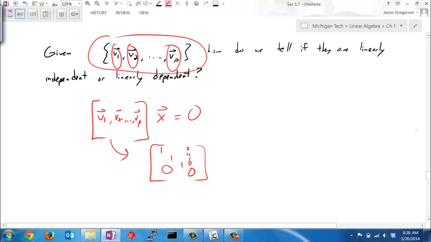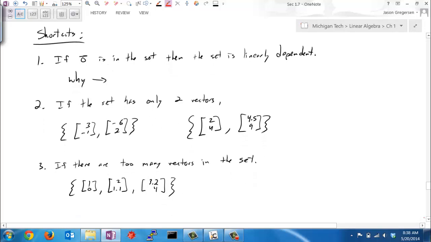We can use that process for any set of vectors. We can throw them in that matrix, do the row reduction, and we just have to make the right decision when we're done. But a lot of times, we don't want to go through all those steps. We want to take shortcuts pretty much whenever we can, right? So there are some shortcuts that we can take to determine whether a set of vectors is linearly independent or dependent.